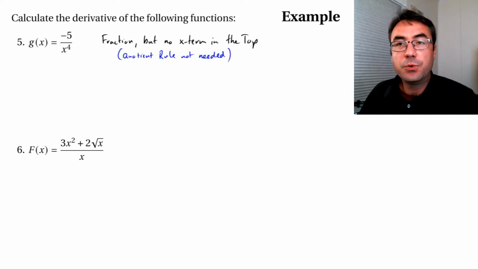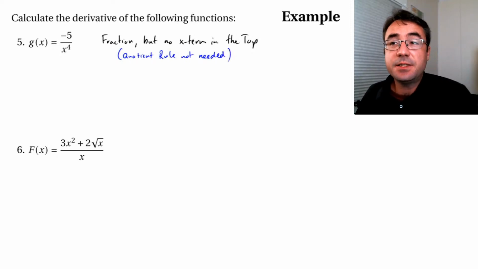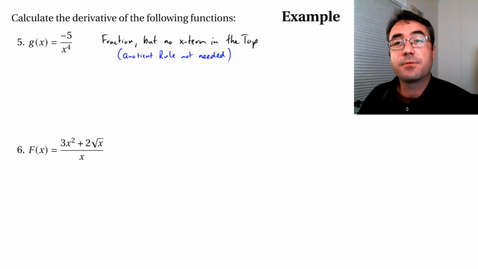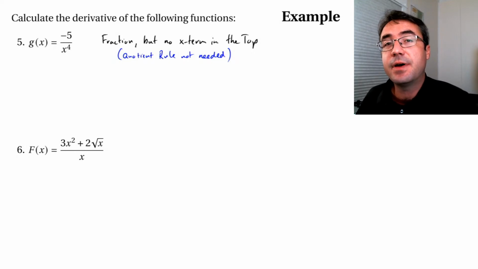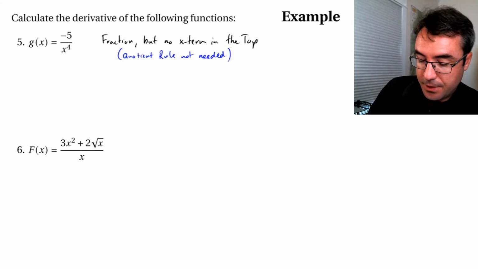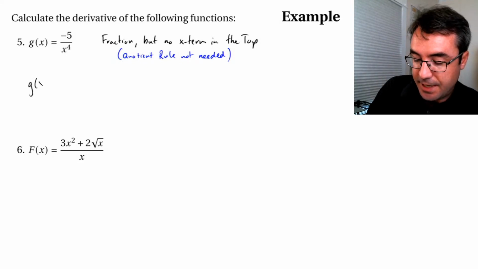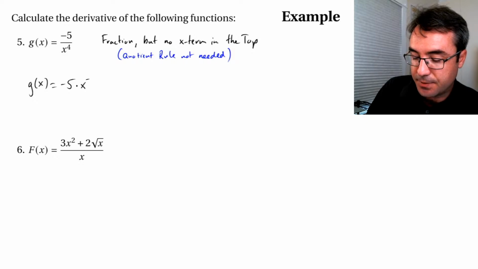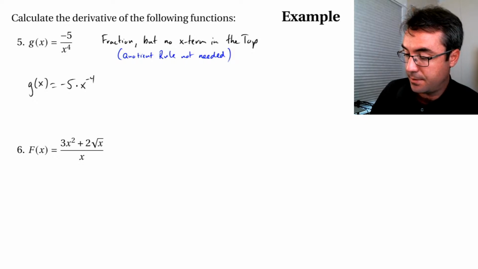So what can we do instead? Well, we've seen these before. Last week, when we first started looking at our derivative rules, the technique for dealing with this is just to use a negative exponent. So we could rewrite this instead as negative 5 times x raised to the negative 4.